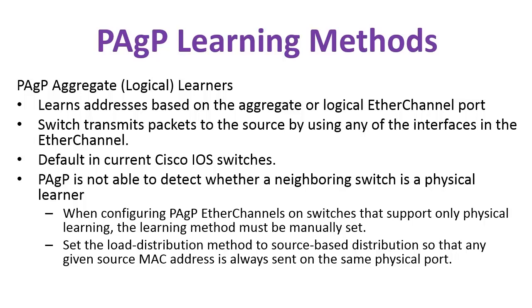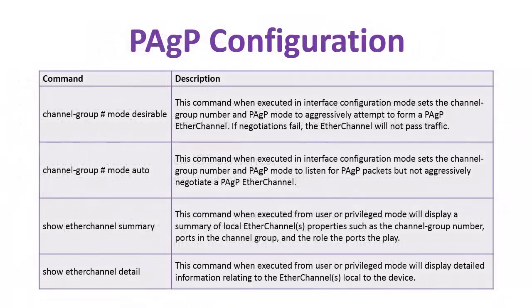Now, to configure Port Aggregation Protocol, you can see in the lab, it's pretty straightforward. If you're going to set the EtherChannel to desirable mode, you program channel-group, the number, and then mode desirable. If you set it to auto mode, do the same thing, but just select auto. And then to verify your configuration, as you saw in the lab as well, you do show etherchannel summary and then show etherchannel detail.